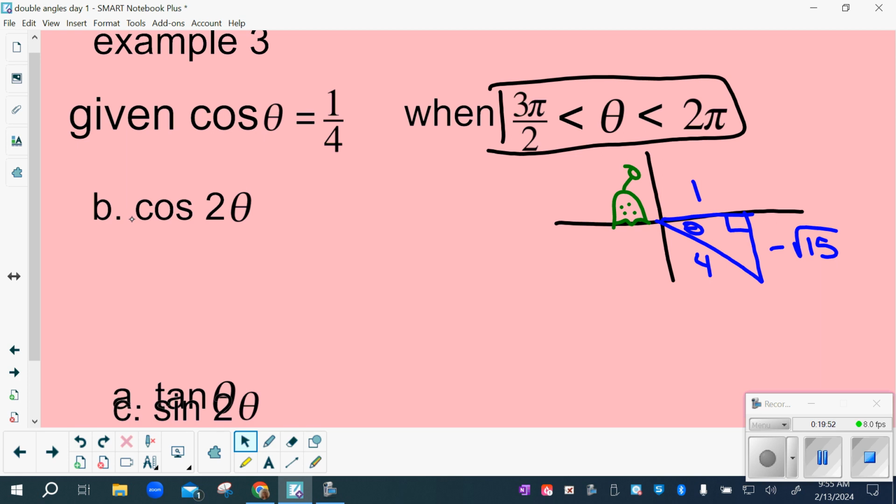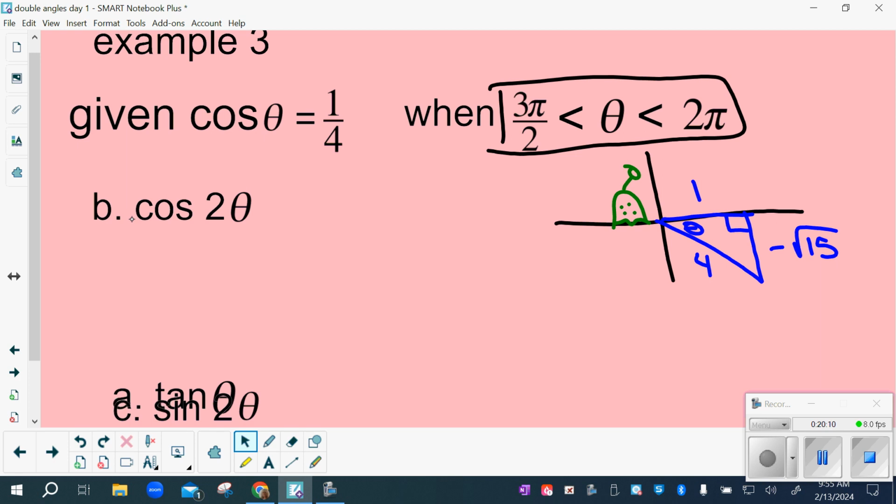There you go. 1 minus, right? Beautiful. Yep, yep, yep. I think it's negative 7/8. You'll see why.